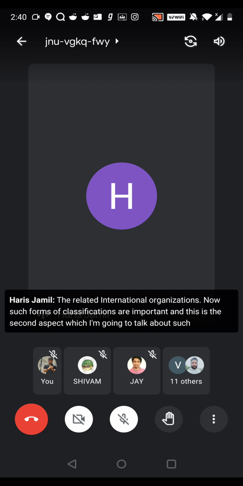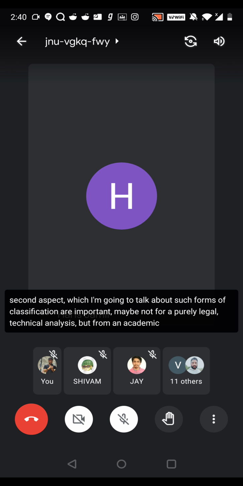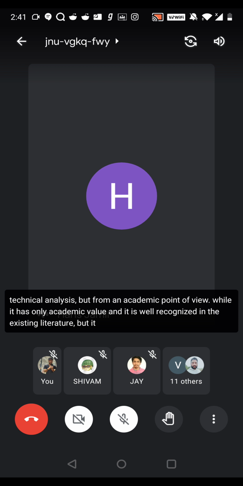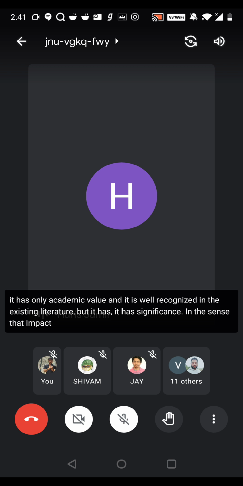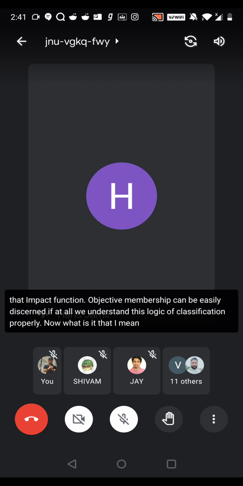Such forms of classification are important, maybe not for a purely legal technical analysis, but from an academic point of view. While it has only academic value and it is well recognized in the existing literature, it has significance in the sense that its impact, function, objective, membership can be easily discerned if we understand the logic of classification properly.